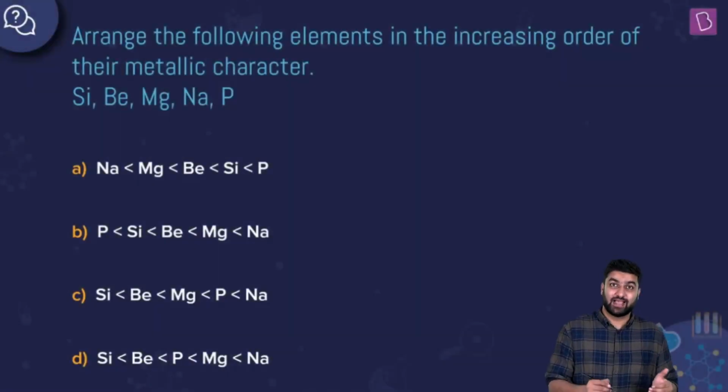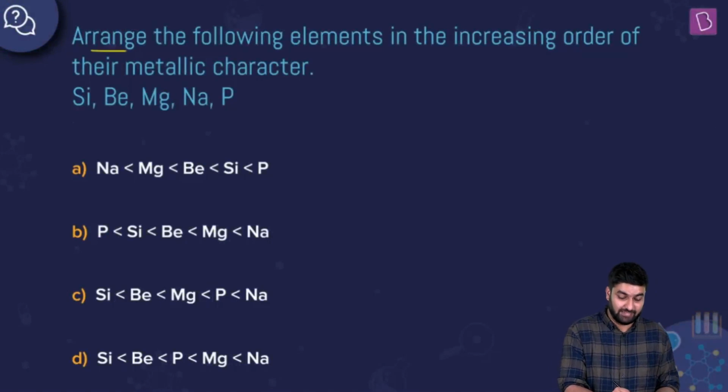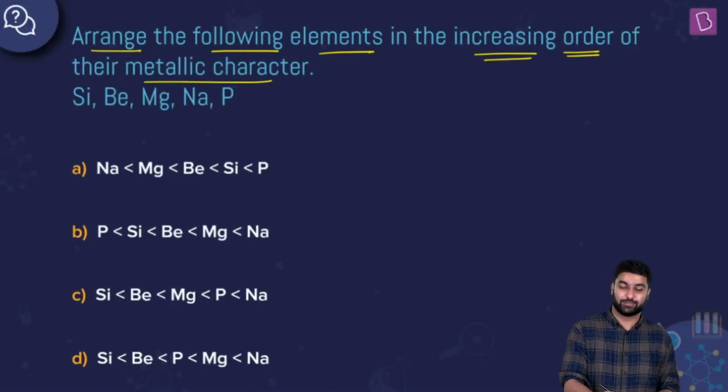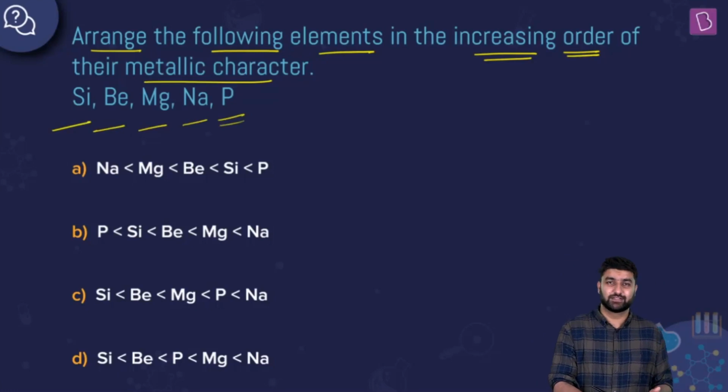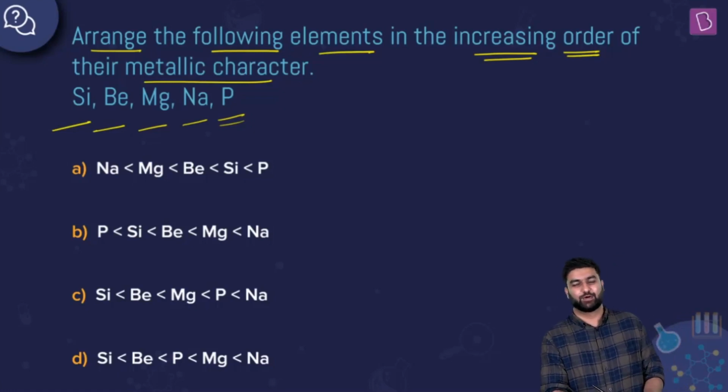All right, so let's look at this question. It's saying arrange the following elements in the increasing order of their metallic character. We have been provided with silicon, beryllium, magnesium, sodium, phosphorus. Oh, so that's a weird bunch. It's not elements of a single period or elements of a single group. It's kind of a very randomized hodgepodge bunch we have got here, right?